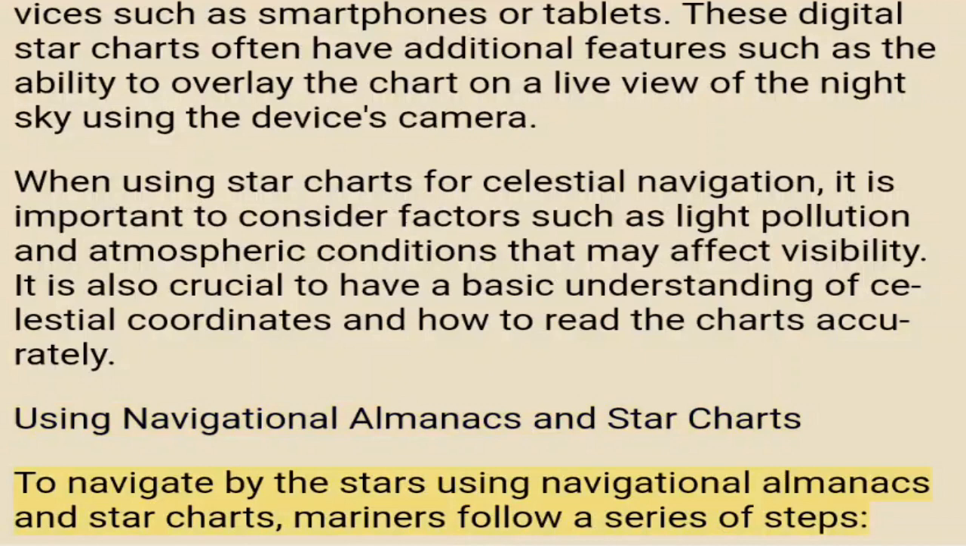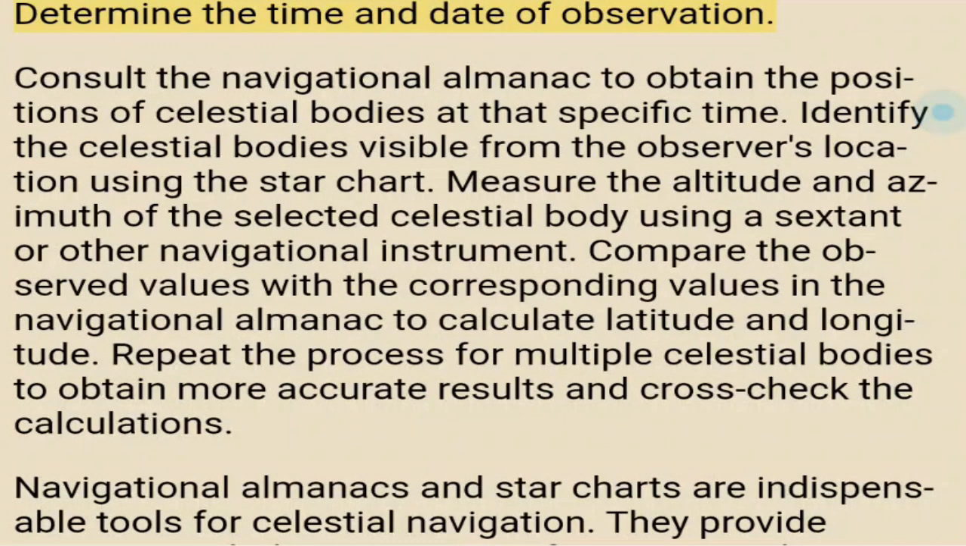Using navigational almanacs and star charts. To navigate by the stars using navigational almanacs and star charts, mariners follow a series of steps. Determine the time and date of observation. Consult the navigational almanac to obtain the positions of celestial bodies at that specific time. Identify the celestial bodies visible from the observer's location using the star chart. Measure the altitude and azimuth of the selected celestial body using a sextant or other navigational instrument.